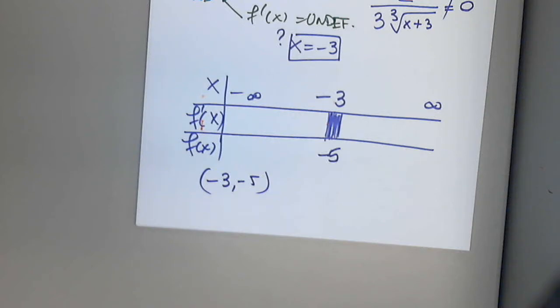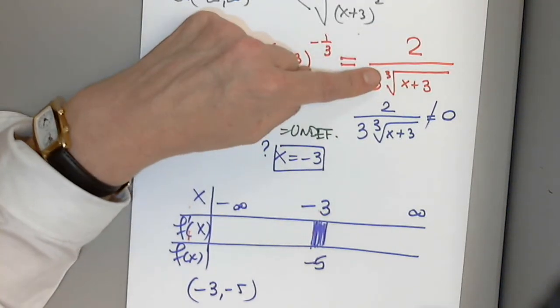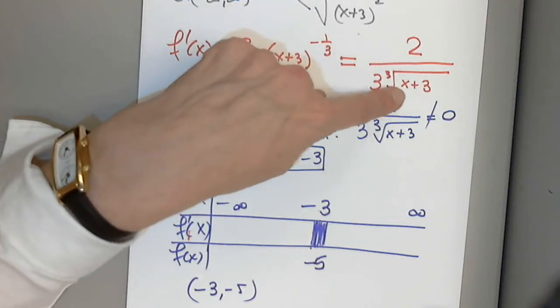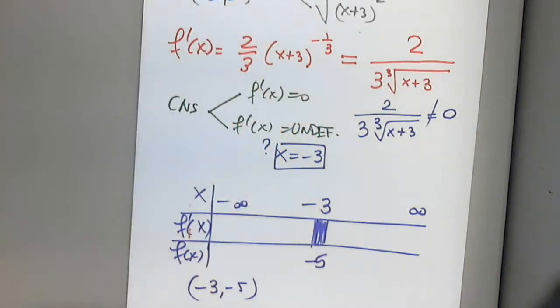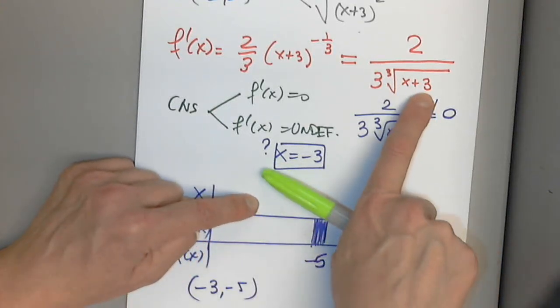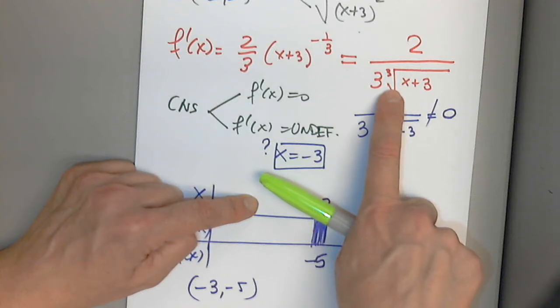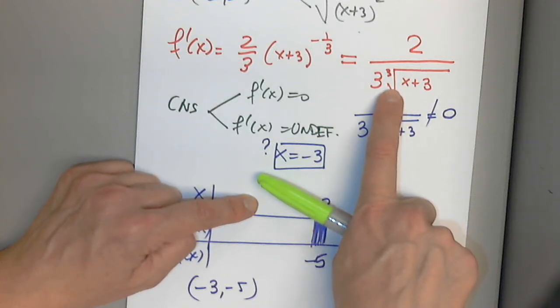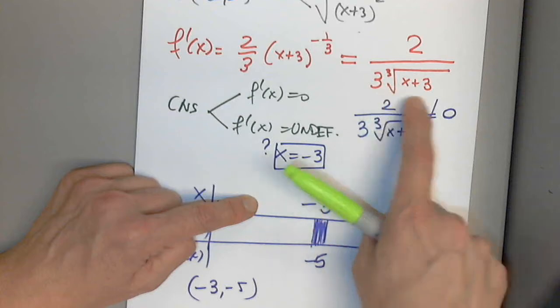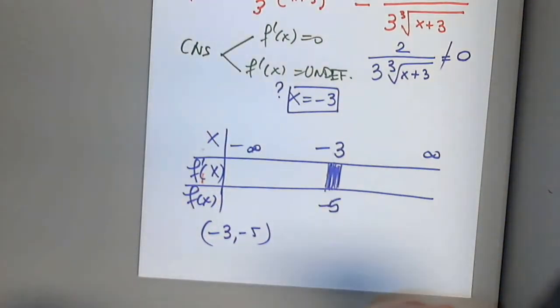Okay, so I have to go back to the derivative and study the sign. Let's plug in negative 10. Negative 10 plus 3 is negative 7. The cube root of negative 7, is it positive or negative? Negative. Excellent. So what is the sign of the entire thing? Great job.